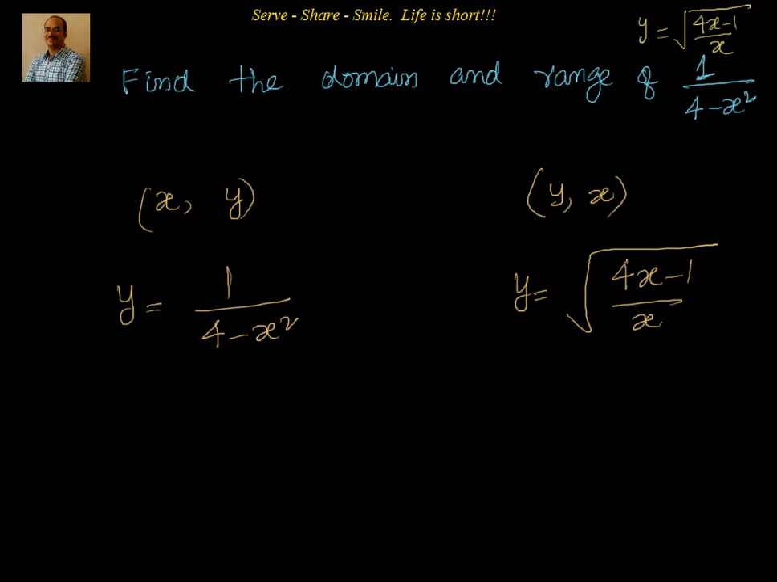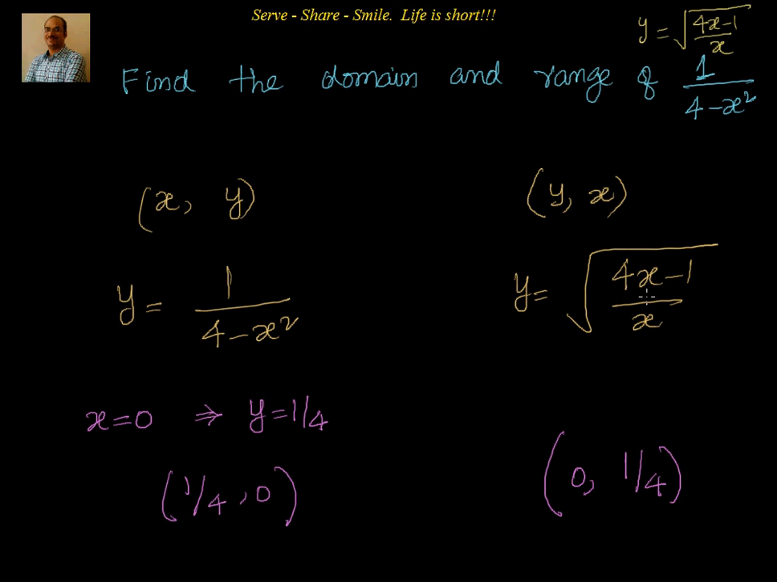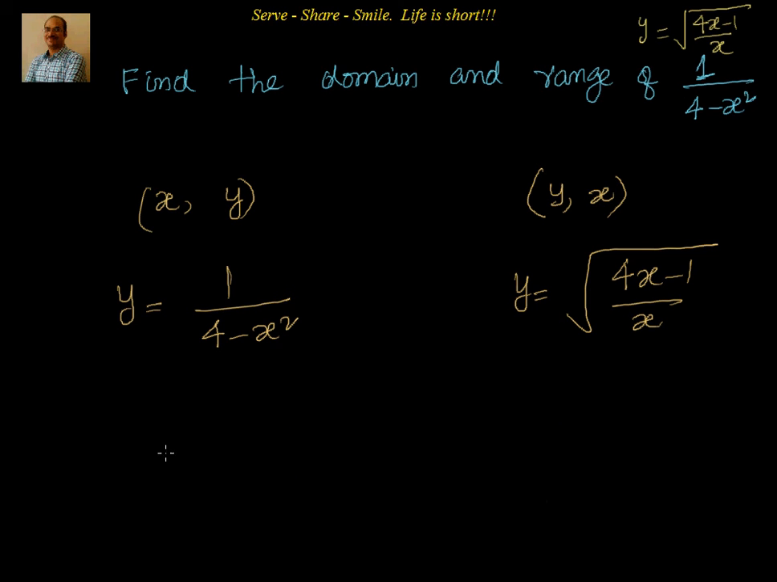Now let's take some x comma y values and try to form the ordered pairs. Suppose I take x equal to 0. If x equal to 0, y equal to 1 by 4. So one pair I can have from this function is 0 comma 1 by 4. Now obviously if this is the inverse function, on the other side I should have 1 by 4 comma 0. Let us check it. Sorry, that's my bad, I think I did something wrong here. Let me erase that. Okay, if I take x equal to 0, y equal to 1 by 4.